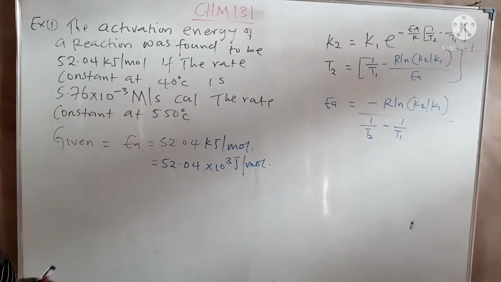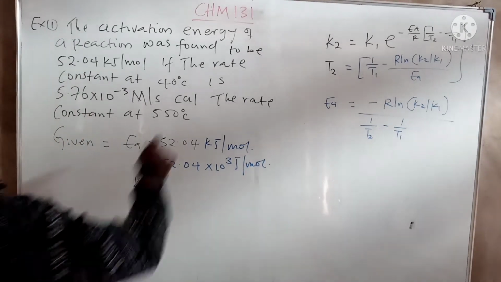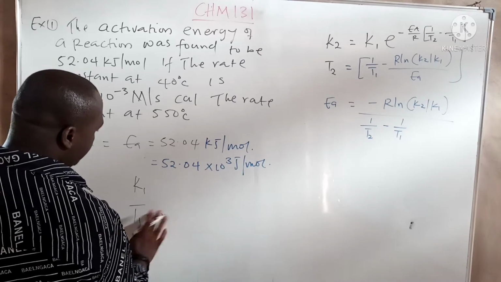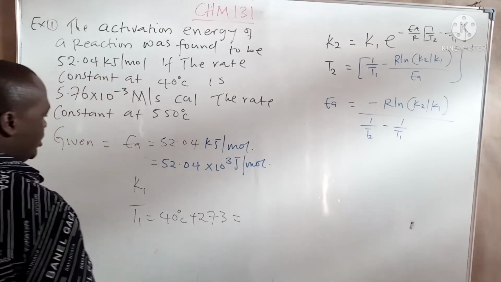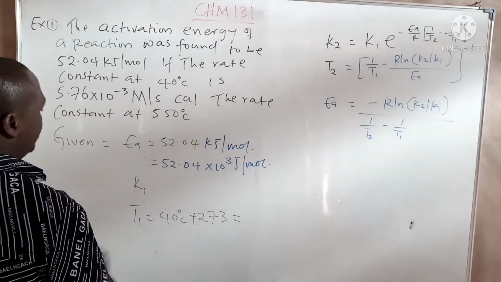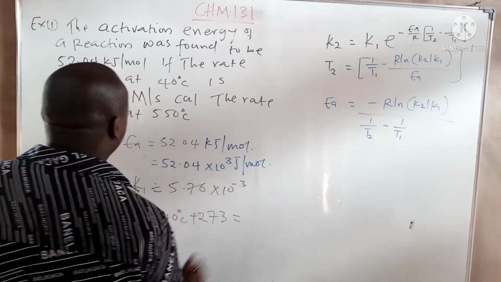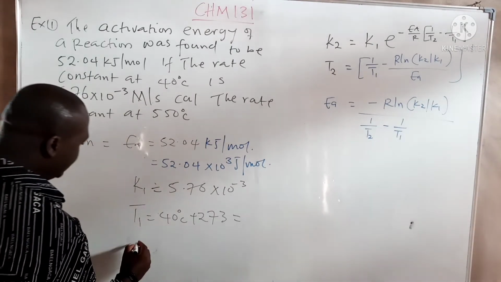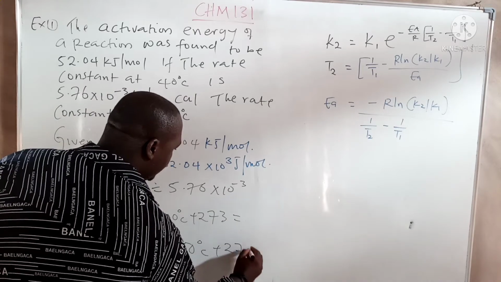Now, the next thing is the rate constant, K1, at 40 degrees. So we have our T1 to be 40 degrees centigrade plus 273 because it has to be in Kelvin. Here the rate constant given is 5.76 times 10 raised to the power of minus 3. Now, they want you to calculate the rate constant at 55 degrees. So the second temperature, T2, is 55 degrees plus 273.